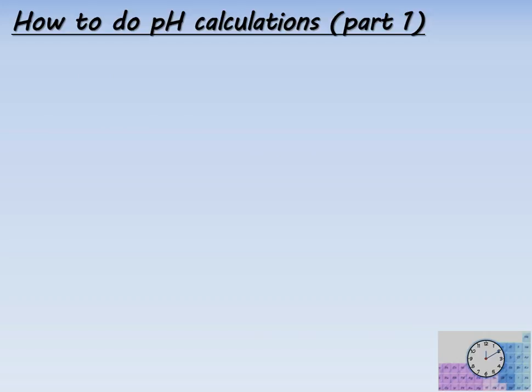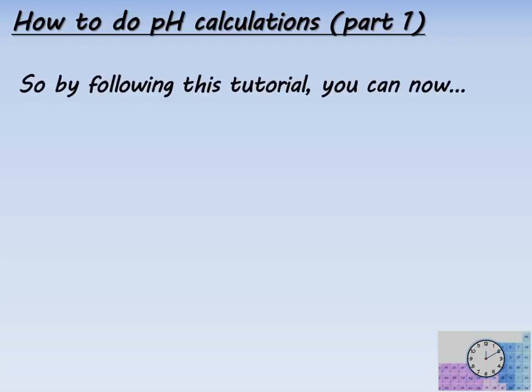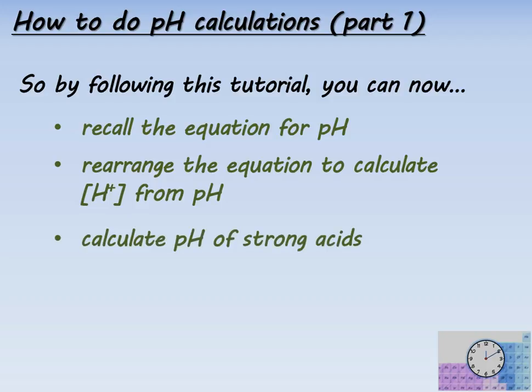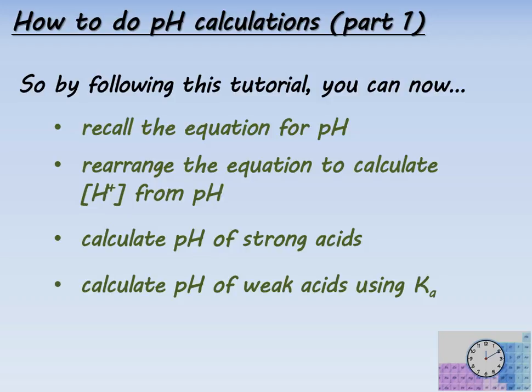It's quite possible in the exam that you might be asked to calculate the Ka of the acid, given all the other bits of information. Maybe be given the pH and the concentration. But by following this tutorial, you can now recall the equation for pH. You can rearrange the equation to calculate the concentration of H+ from pH. And you can calculate the pH of strong acids and the pH of weak acids using Ka.